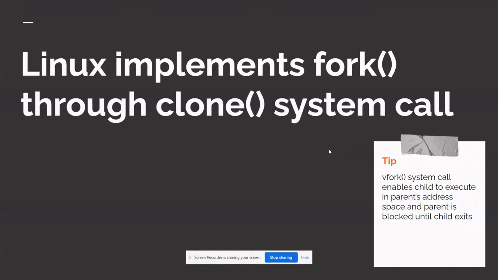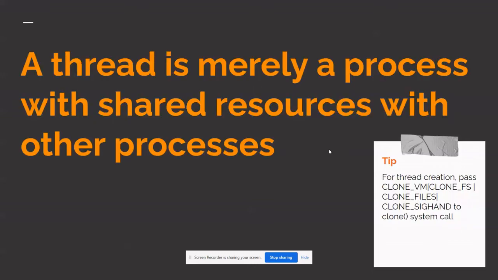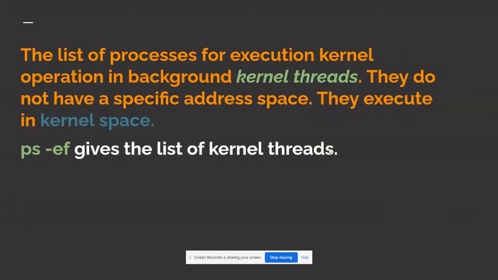Linux implements fork through the clone system call. vfork is another system call which enables the child to execute in the parent's address space, and the parent is blocked until the child exits. A thread is merely a process which shares resources with other processes, so Linux treats a thread as a process only. For creating a thread, we pass CLONE_VM, CLONE_FS, CLONE_FILES, and CLONE_SIGHAND to the clone system call.